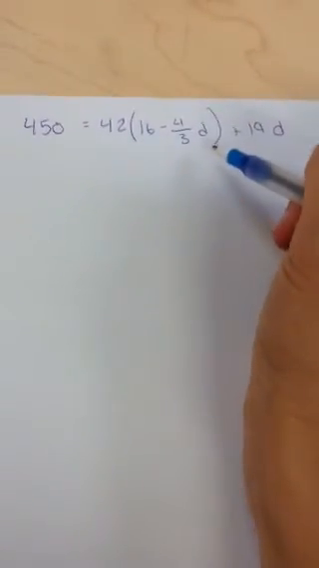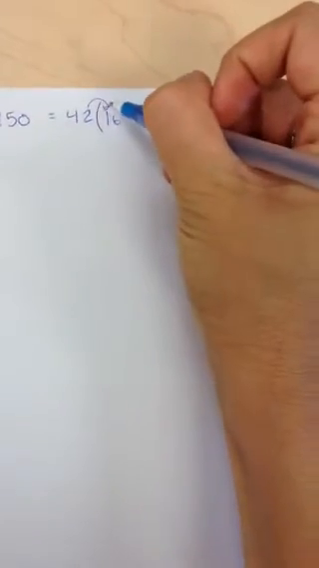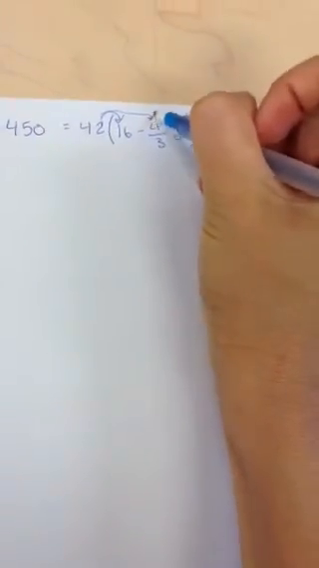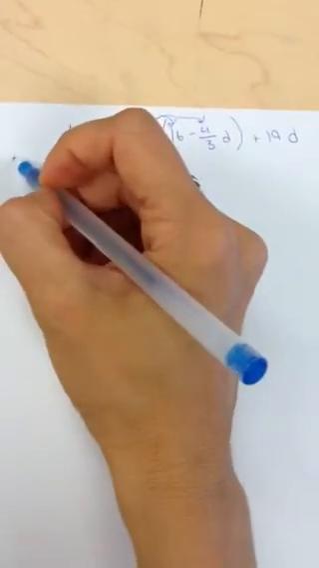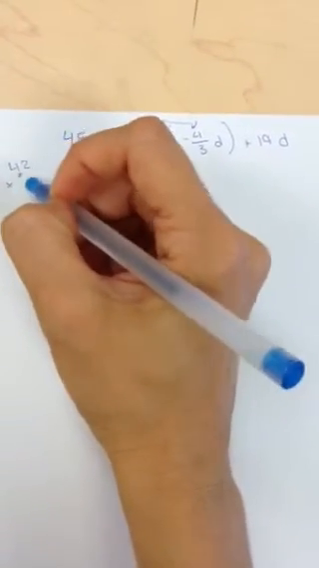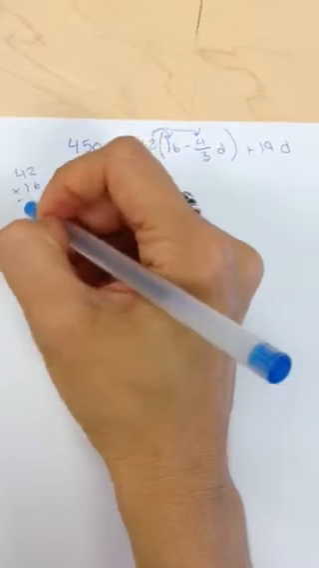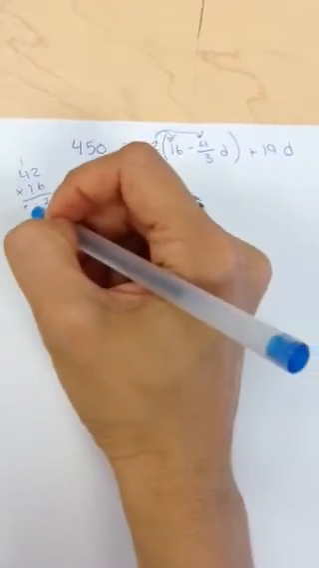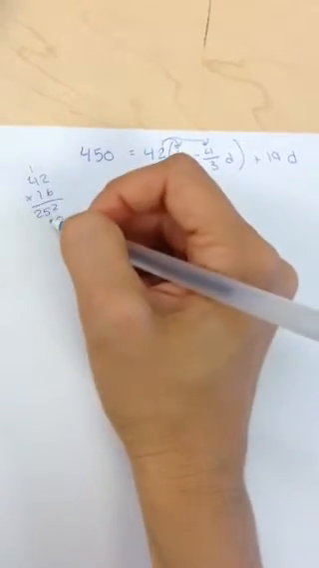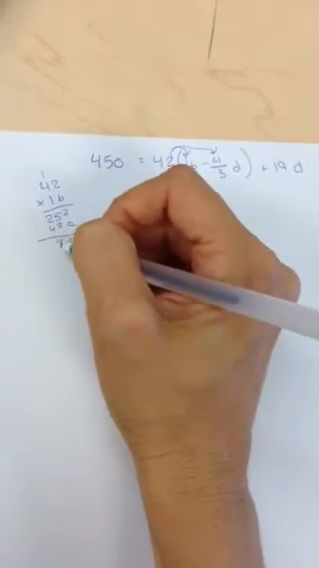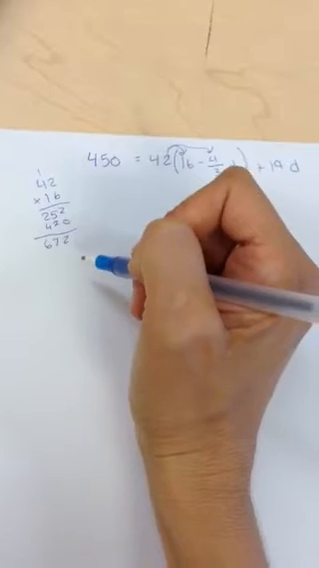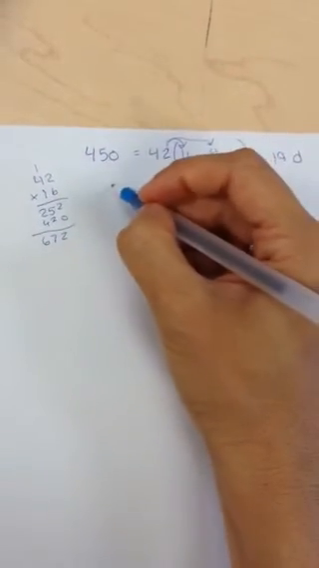Okay, so I'm solving for D, so I distribute my 42. Now I'm going to multiply 42 times 16. So we get 12, 24, 25, 2, 4, 2, 7, so 672.